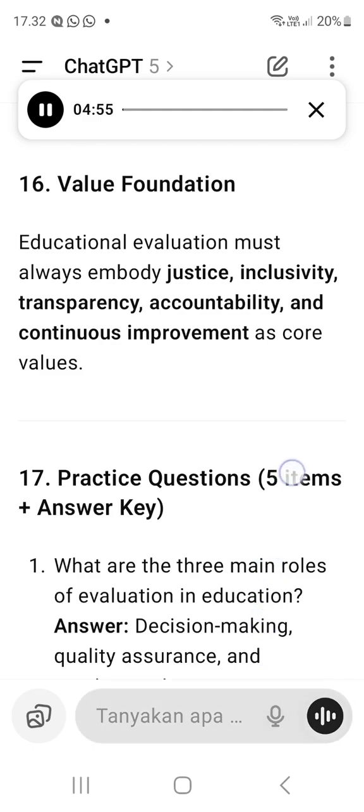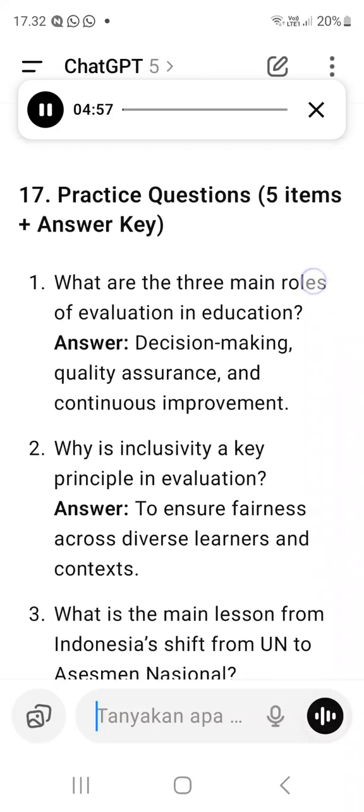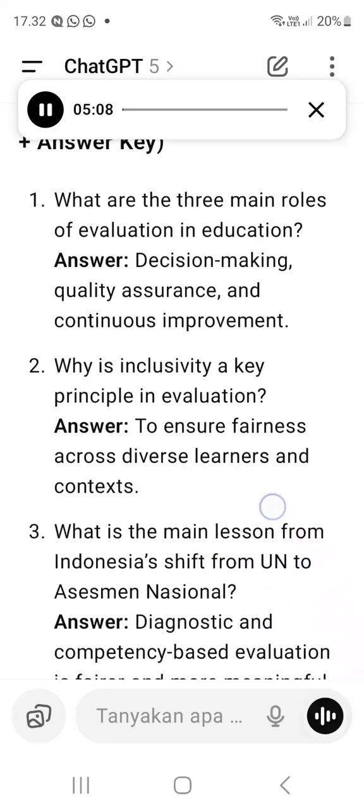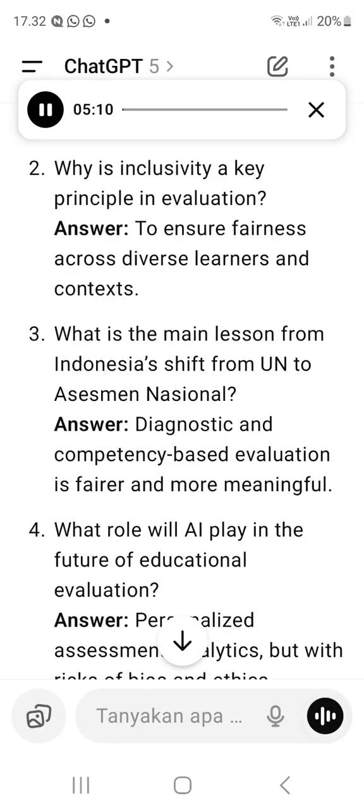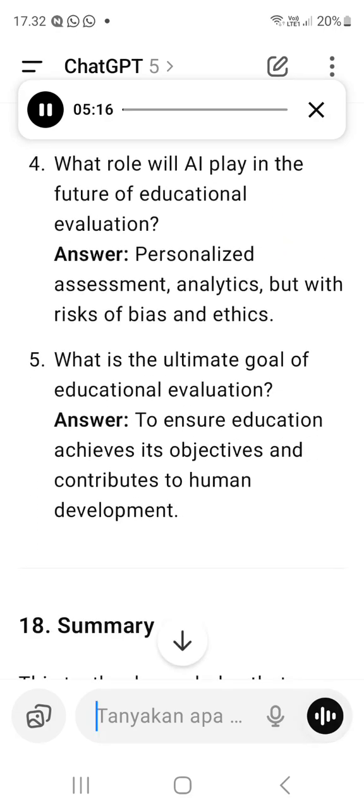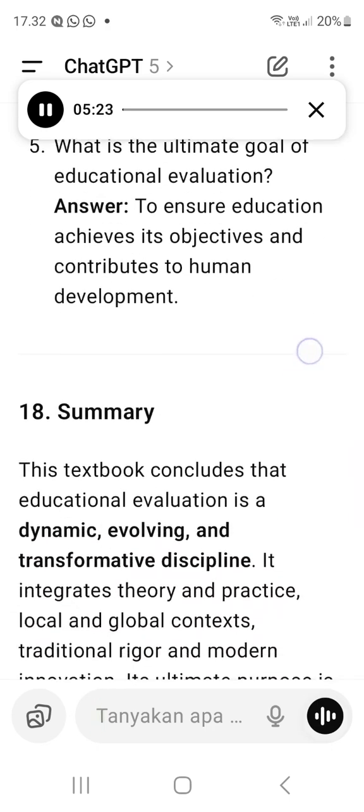Practice questions, five items with answer key. One, what are the three main roles of evaluation in education? Answer: decision-making, quality assurance, and continuous improvement. Two, why is inclusivity a key principle in evaluation? Answer: to ensure fairness across diverse learners and contexts. Three, what is the main lesson from Indonesia's shift from UN to Asesmen Nasional? Answer: diagnostic and competency-based evaluation is fairer and more meaningful.